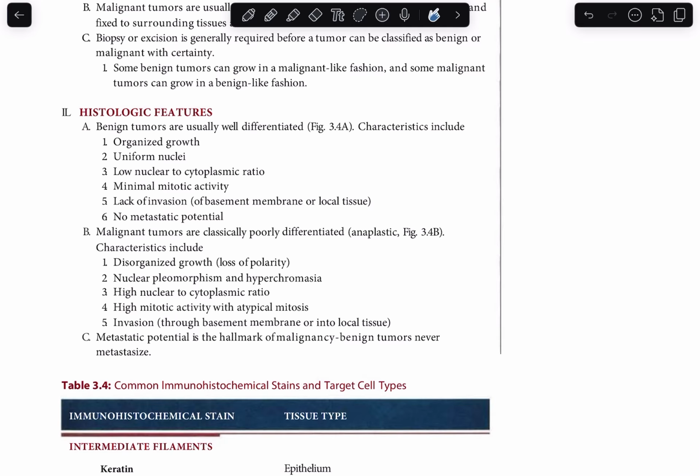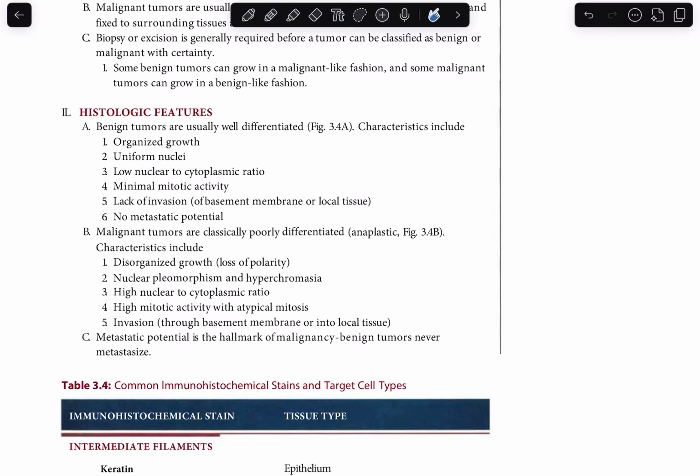Histologic features. Benign tumors are usually well differentiated. Characteristics include organized growth, uniform nuclei, low nuclear to cytoplasmic ratio, minimal mitotic activity, lack of invasion of the basement membrane or local tissue, and no metastatic potential.